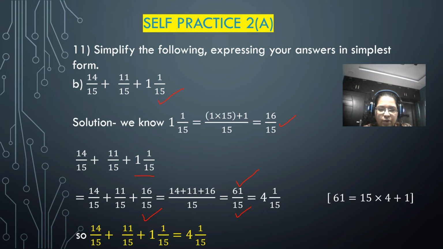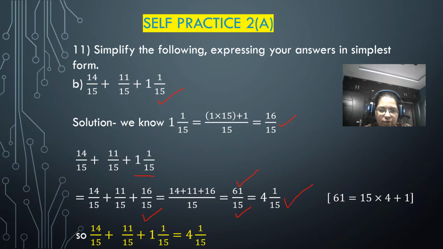Now we divide the dividend by the divisor, that is 61 divided by 15. Dividing 61 by 15, we get 61 = 15 × 4 + 1, where 15 is the divisor, 4 is the quotient and 1 is the remainder. So 61 divided by 15 gives quotient 4, remainder 1 and divisor 15. So we get 4 1/15.